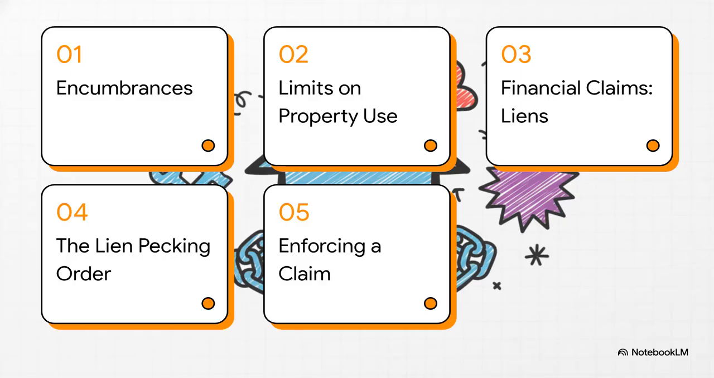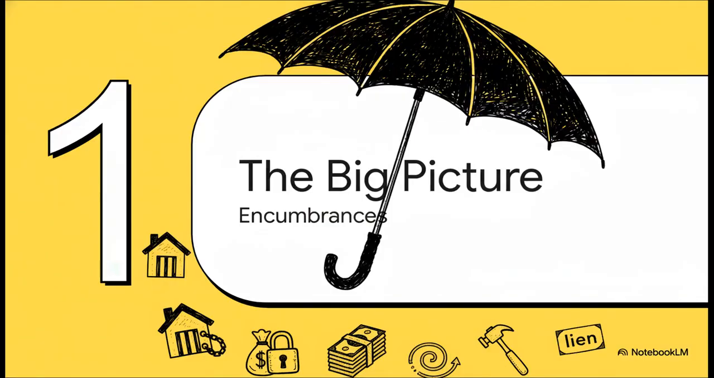All right, so here's our game plan for this. We're going to start with the big picture, this idea of encumbrances. Then we'll split that into two main types. First, limits on how you can use the property. And second, claims that are all about money, which we call liens. We'll also get into the super important question of who gets paid first, the pecking order. And finally, we'll cover what happens when someone has to enforce their claim. So let's start at the top with the big umbrella term that really covers all of these different limitations.